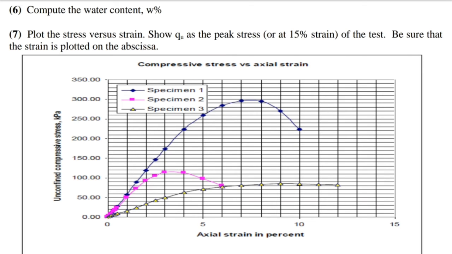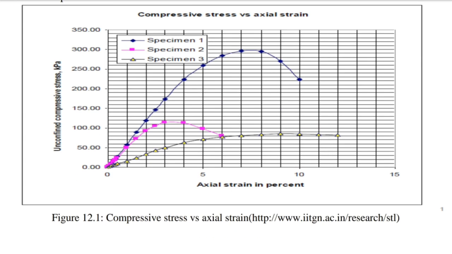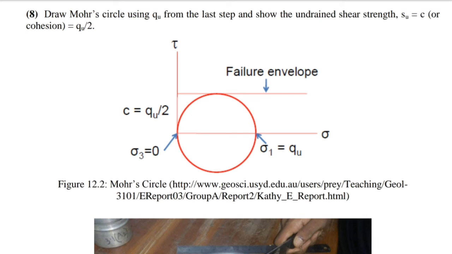6. Compute the water content w%. 7. Plot the stress versus strain, and take qu as the peak stress or the stress at 15% strain of the test. Be sure that the strain is plotted on the abscissa. Figure 12.1 shows compressive stress versus axial strain.